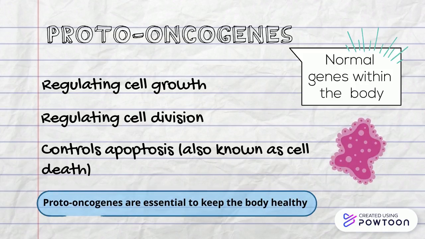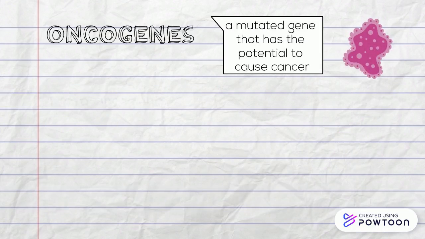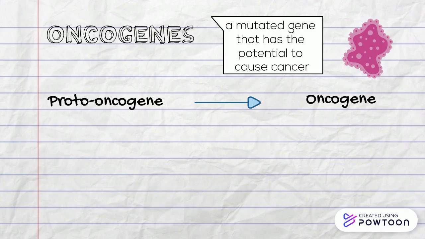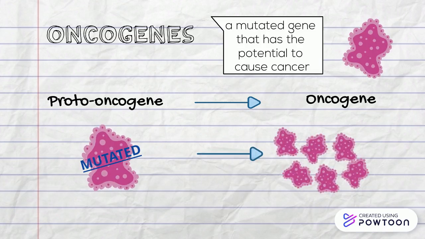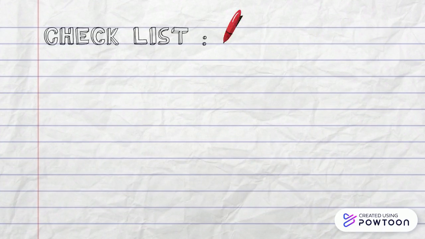But what is the difference with an oncogene? They are mutated genes that have the potential to cause cancer. They are a result of mutated proto-oncogenes. The National Cancer Institute defines oncogenes as a gene that is a mutated form of a gene involved in normal cell growth. Cancer can arise when a proto-oncogene is mutated, changing it into an oncogene and causing the cell to divide and multiply uncontrollably.